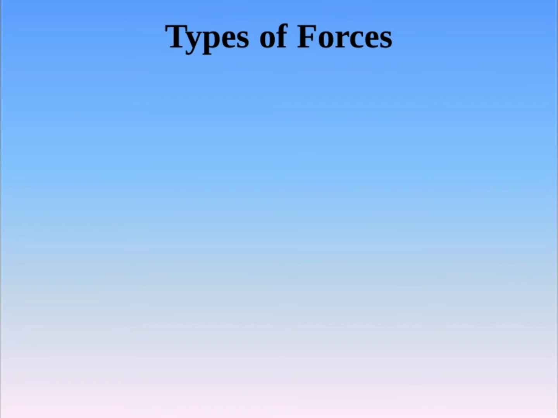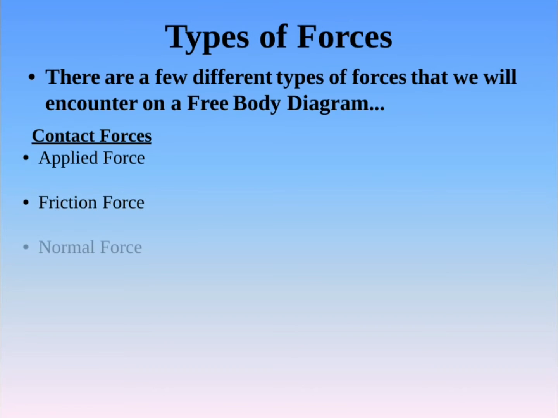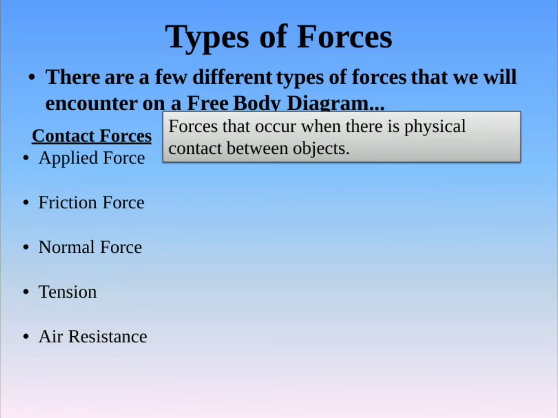All right, so let's talk about all of the types of forces that we're going to see in this class. There are a few different types of forces that we will encounter on a free body diagram. The first set of forces is contact forces, which means that the object needs to be directly in contact. If it's not in contact, then none of these forces will occur. The first one is an applied force. Then we have the frictional force. Then we have the normal force, the tension force, and air resistance. These are forces that occur when there's physical contact between objects.